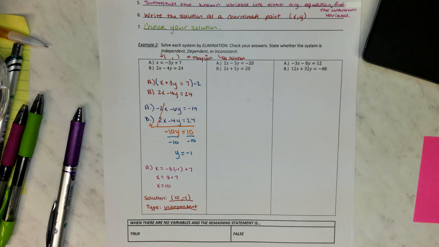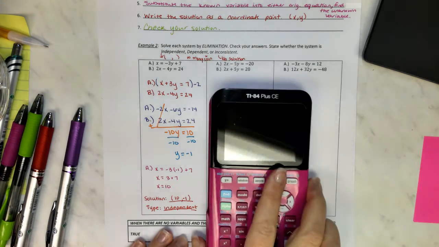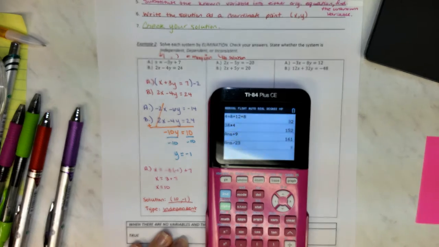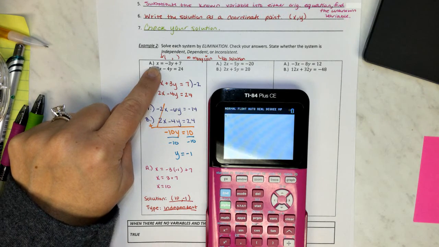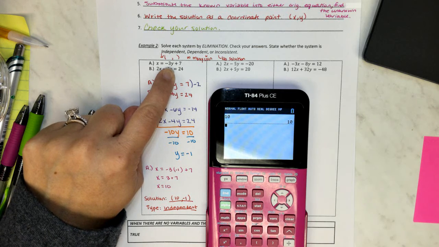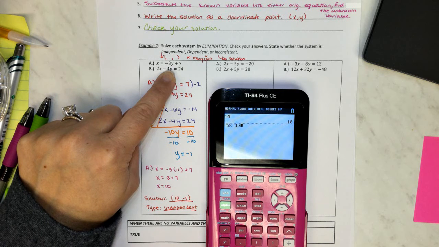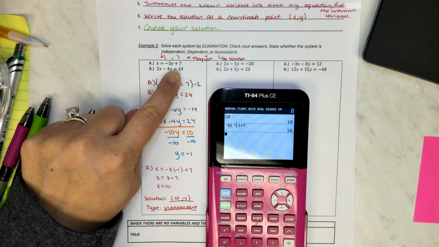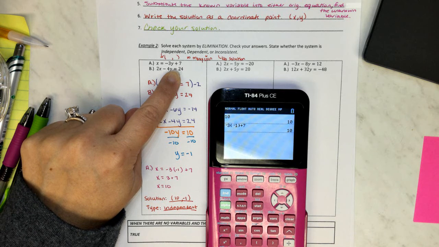Now when you go to check this, it's the same way that we checked it the other day with substitution. All we're going to do is the left side was x, so I'm going to type in my x, 10, equals. So my answer for the left and my answer for the right have to match. My right side is -3 times the y value, which is -1, plus 7. The right side is 10. I have 10 equals 10, and it works in A.